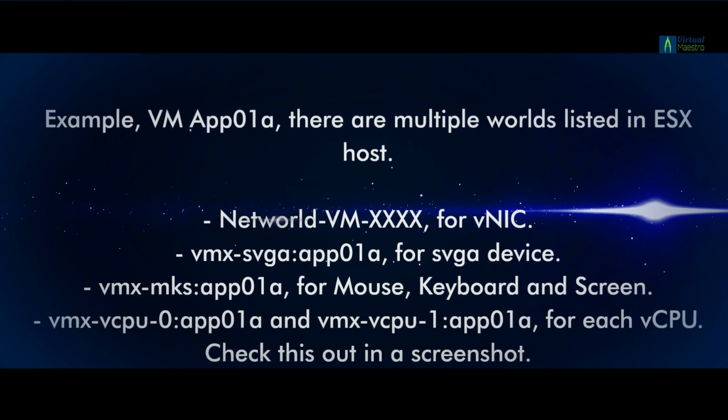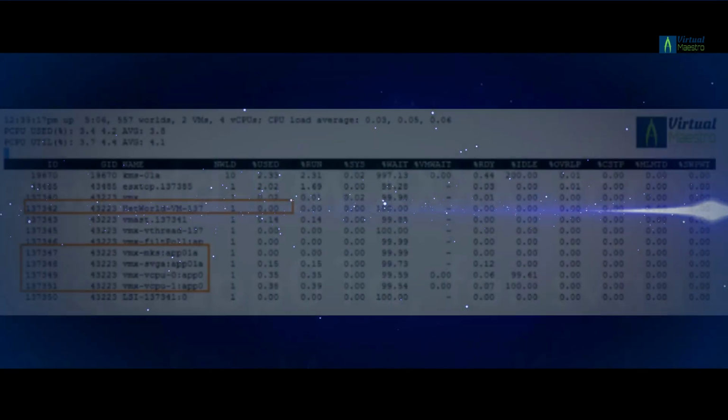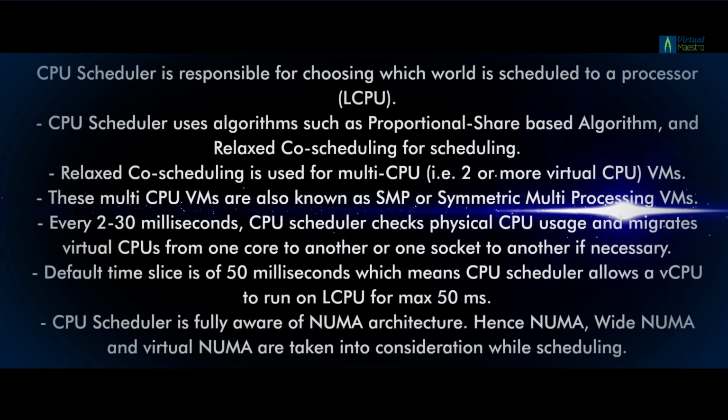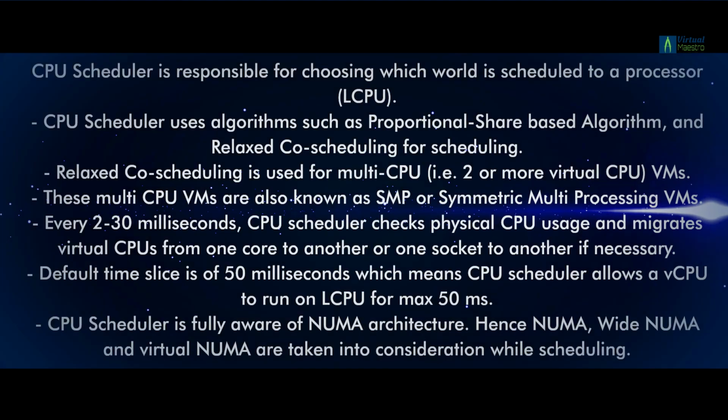For example, for VM App01A, there are multiple worlds listed in the ESX host. As you see here in this image, these are the worlds for VM App01A with GID 43223. The CPU scheduler is responsible for choosing which world is scheduled to a processor, an LCPU. The CPU scheduler uses algorithms such as a proportional share-based algorithm and relaxed co-scheduling for scheduling.